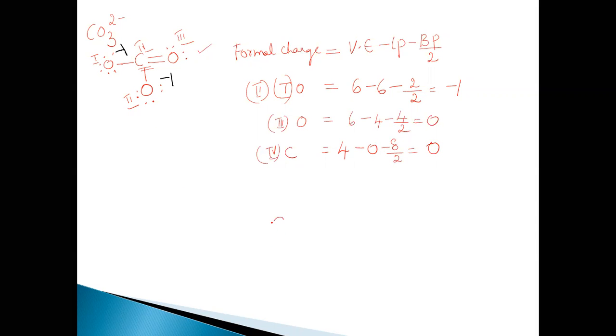So after calculating these formal charges, we arrived at this particular Lewis dot structure. There are 3 lone pairs of electrons on this oxygen atom with a negative charge, 3 lone pairs on this oxygen atom with a negative charge, and on this one only 2 lone pairs. This is the structure of CO3 2 minus, the Lewis dot structure. Now look at this.